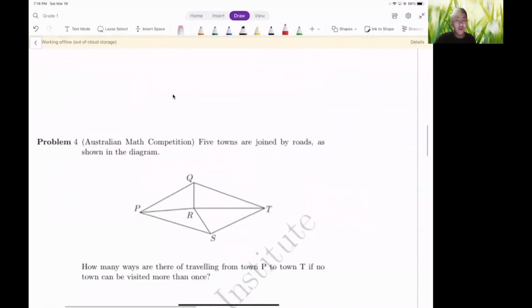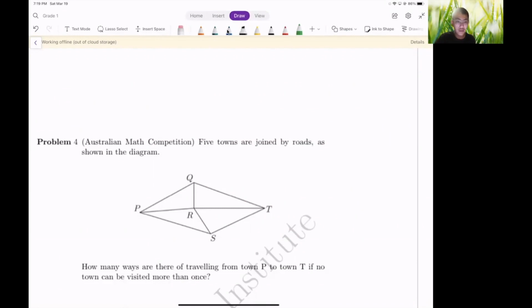Finally, problem 4. 5 towns are joined by roads as shown in the diagram. How many ways are there of traveling from town P to town T if no town can be visited more than once? So we can use 3 colors to represent these. First of all, let's do the top.